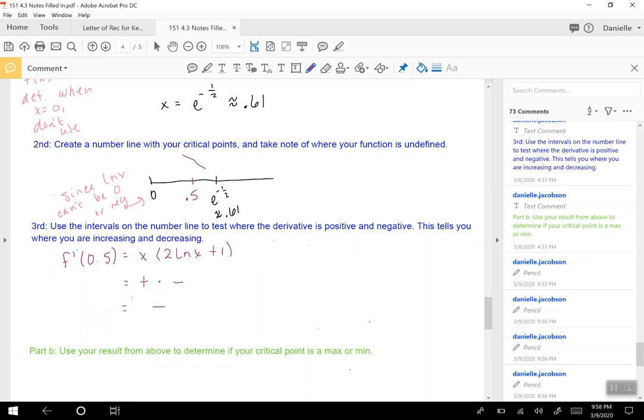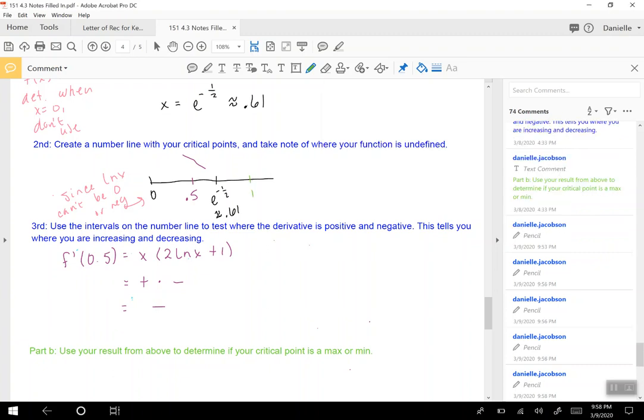Next, I need to test a number on the other part of this interval, so that would be over here. I'm just going to pick 1 again because I think it's the easiest thing to choose. So I'll take f prime of 1, which will be, oh, I didn't plug this in here, sorry. This first one should be 0.5. I said it verbally, but didn't write it in there. Okay, so f prime of 1 is going to be 1 times 2 ln of 1 plus 1, which gives us a positive times a positive, and that's a positive. So here, I know my slope is increasing since the derivative is positive.